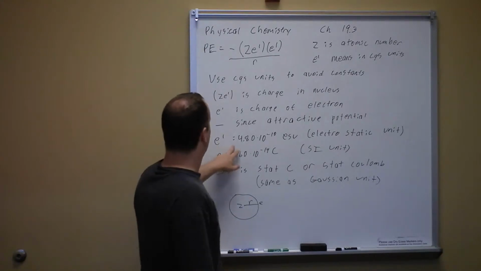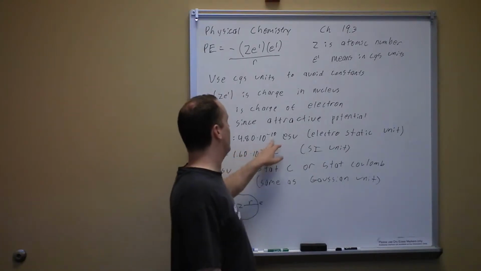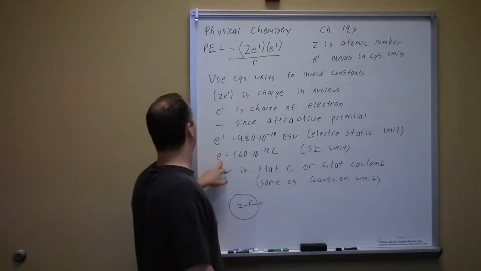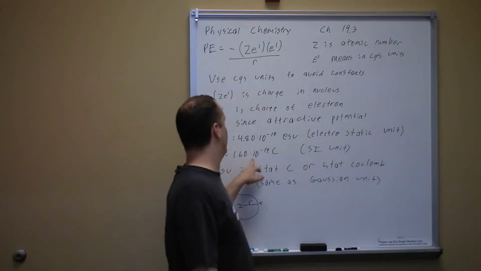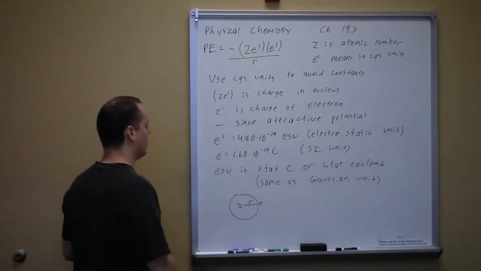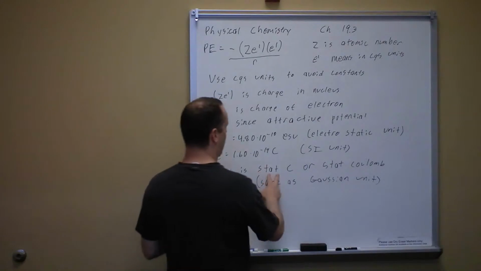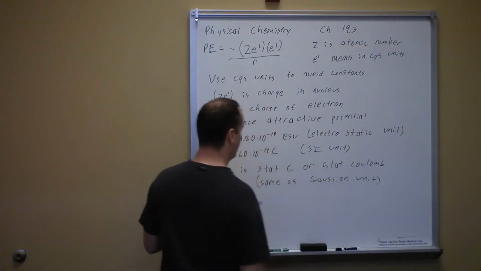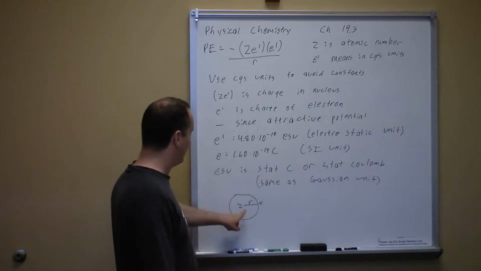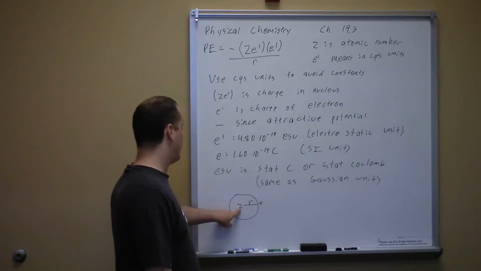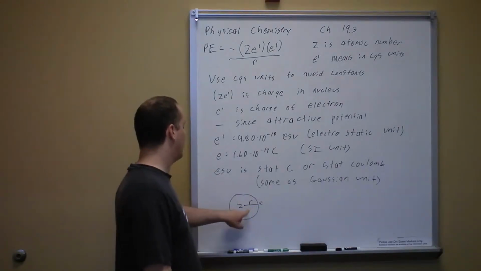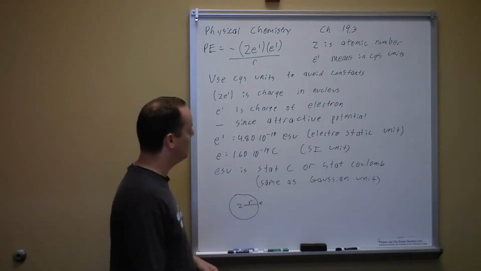And then e prime is 4.80 times 10 to the negative 10 ESU, which is electrostatic units. Normally, just e would be 1.60 times 10 to the negative 19 coulombs. That's the SI unit for electrical charge. And ESU is also called stat coulomb units, which is the same as Gaussian units. So here's our hydrogen-like atom. You have the nucleus in the center, so we have Z, the number of protons. And then you have the electron out here, and the distance between them is r.